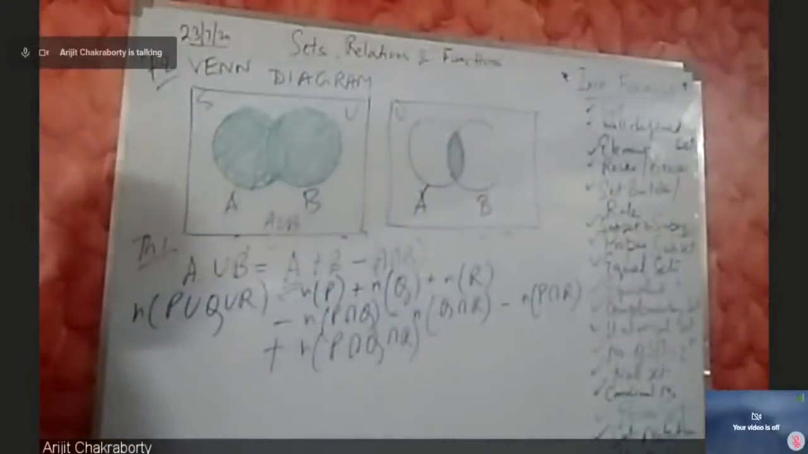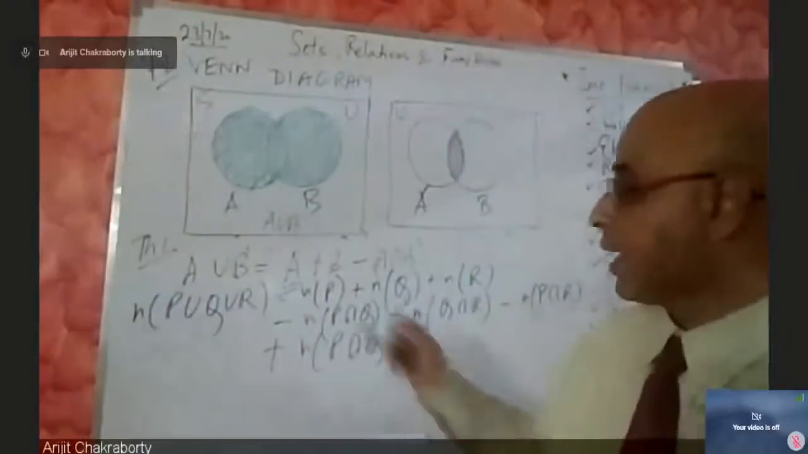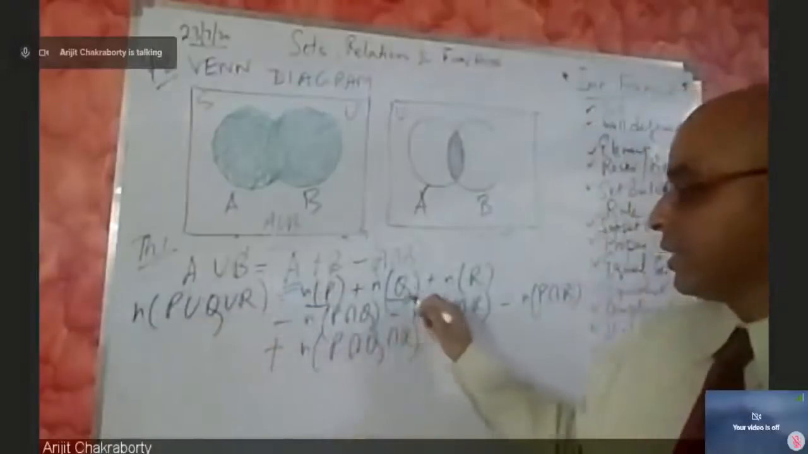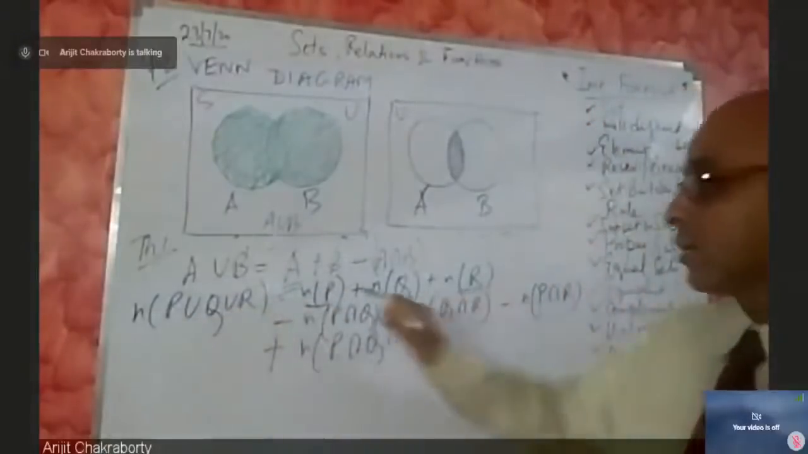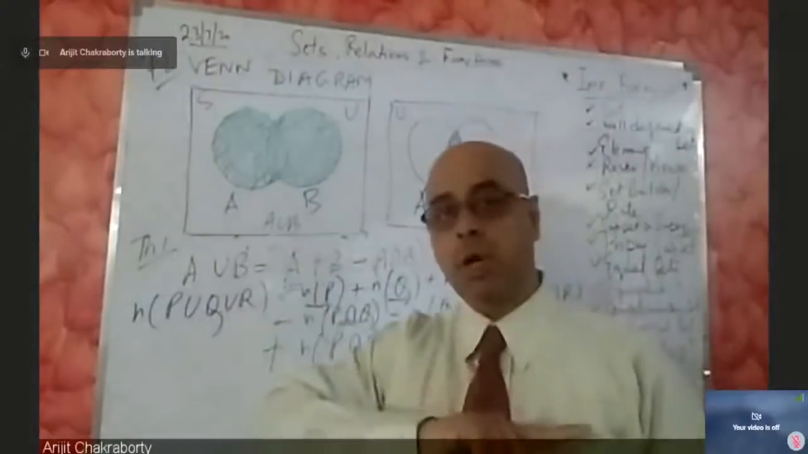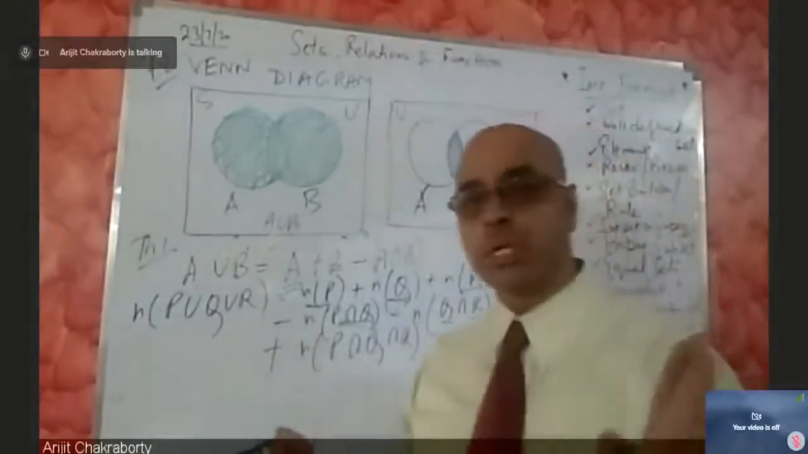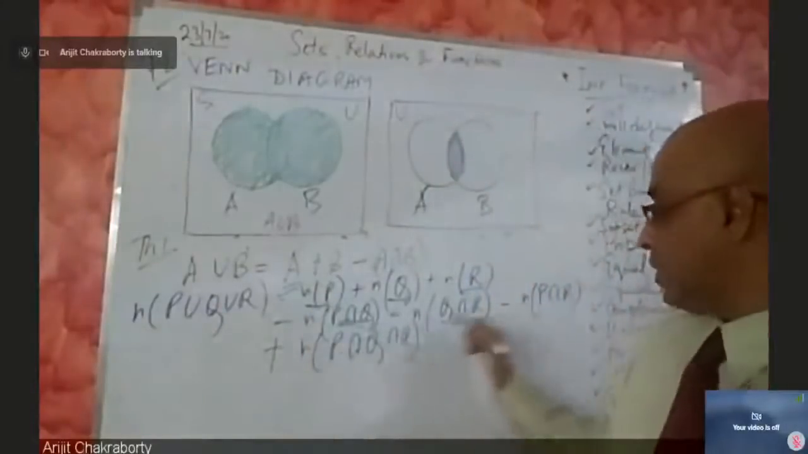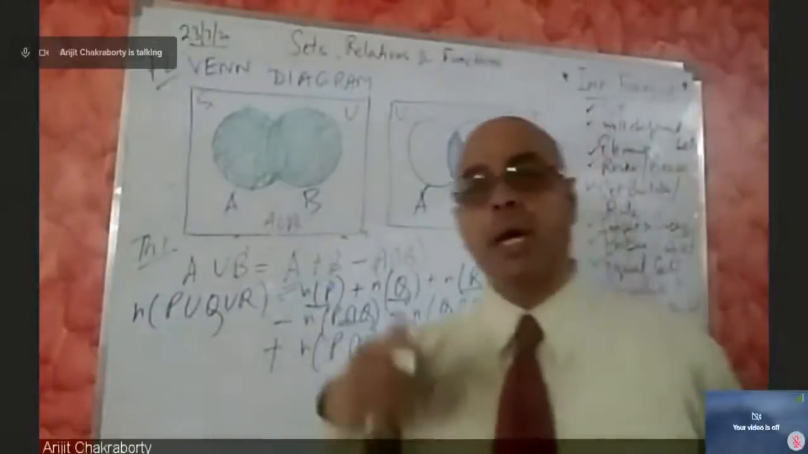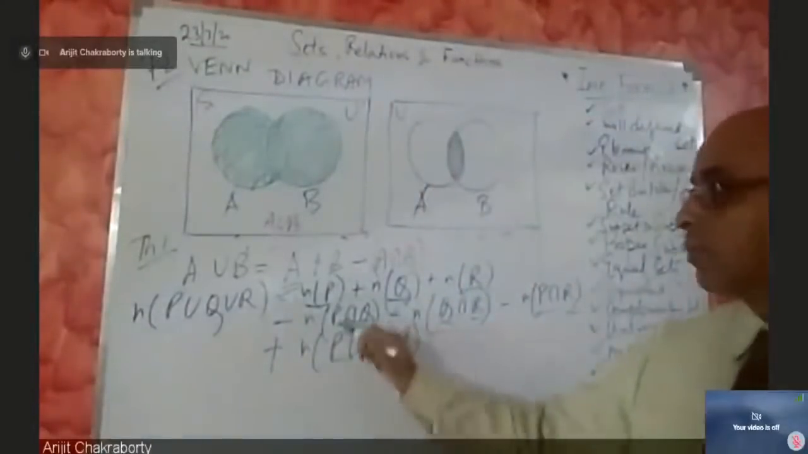You have P, Q and R, right? You have 3 sets here, a little longer formula. So first is N of P, only P, plus N of Q, only Q, plus N of R, only R, minus P intersection Q, that means the common part of P and Q is deducted. Then Q and R, common portion is deducted, minus P and R, common part of P and R is deducted. And now we add back P, Q, R's common part together.